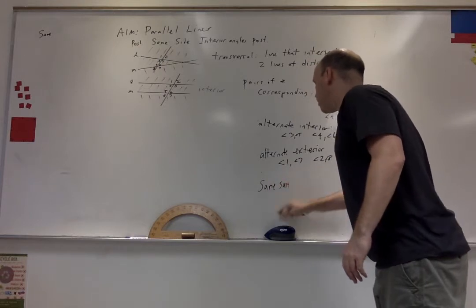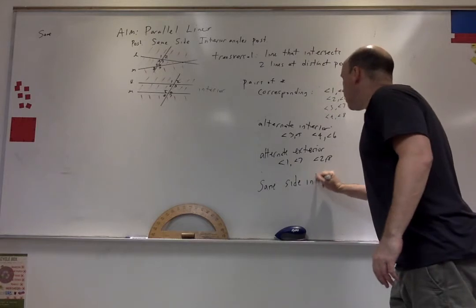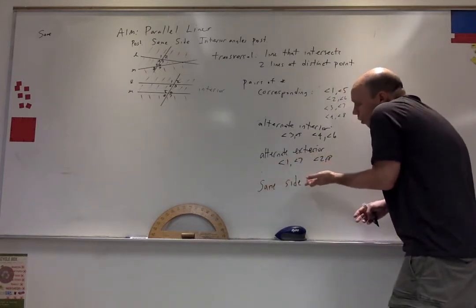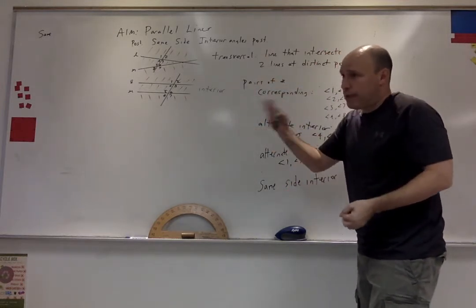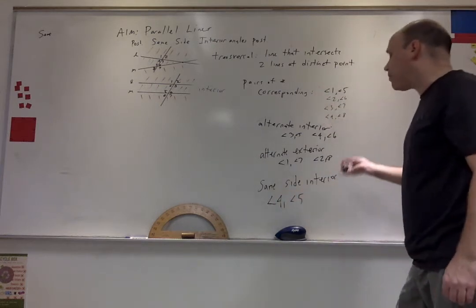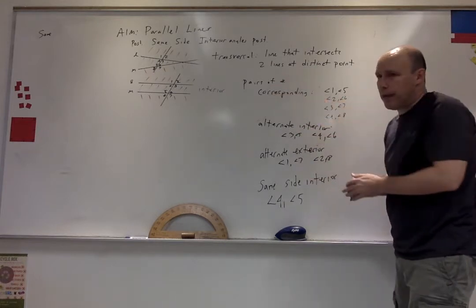Same side interior. It's clear from the words, we know we're going to 4 and 5, they're both interiors and they're on the same side. So angle 4 and angle 5 are same side interiors. And obviously 3 and 6 are also.